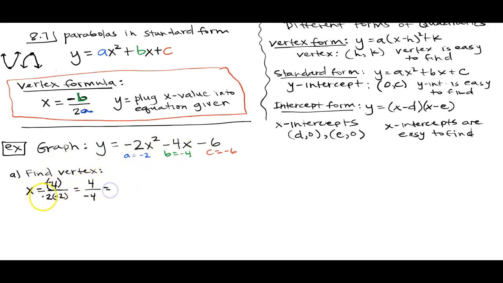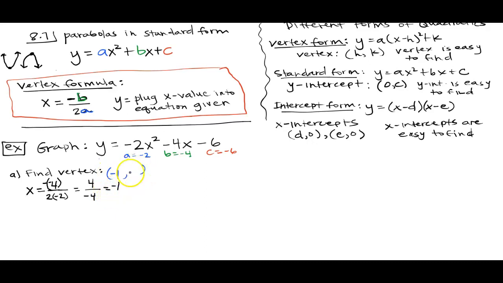Yeah, and then on the bottom, 2 times negative 2 is negative 4, and then 4 divided by negative 4 is negative 1. Okay, so again, remember I'm trying to write my vertex here. I'll just do it in a different color so it will stand out a little bit. So my x value is negative 1.